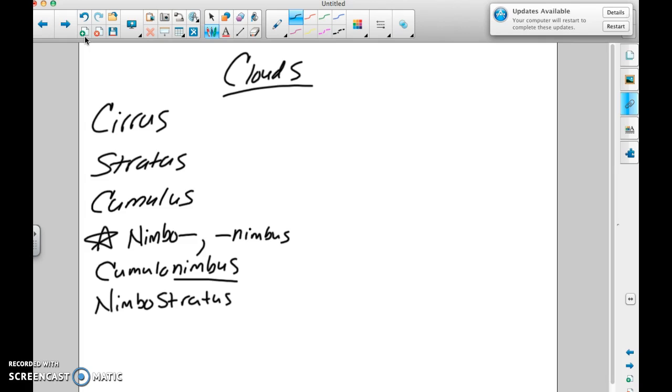Now with the cirrus clouds, these bad boys are thin, they're wispy, they look like a horse's tail, which is kind of easy to remember, and they typically mean fair weather.